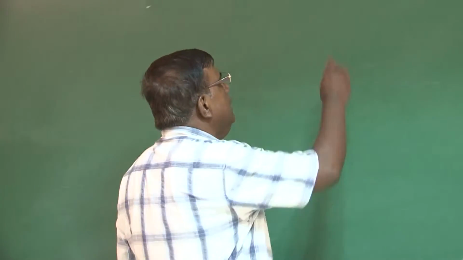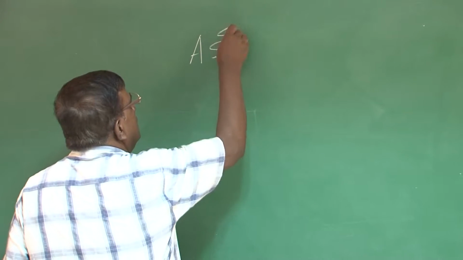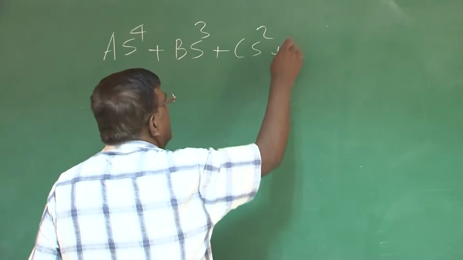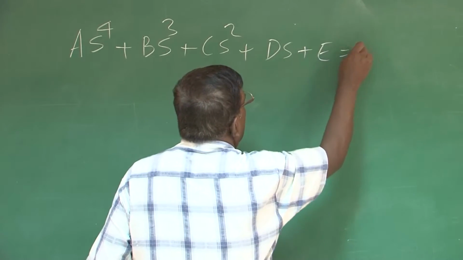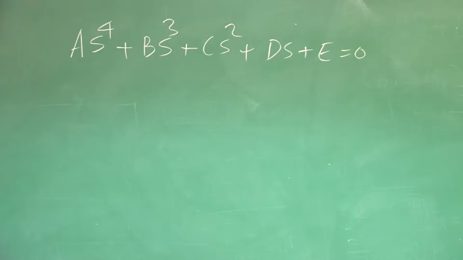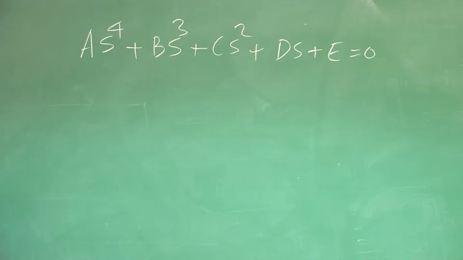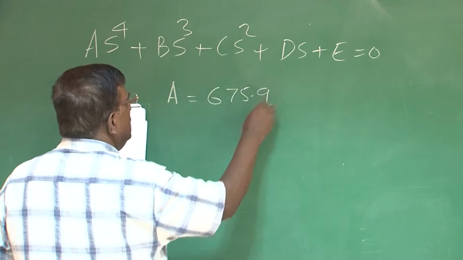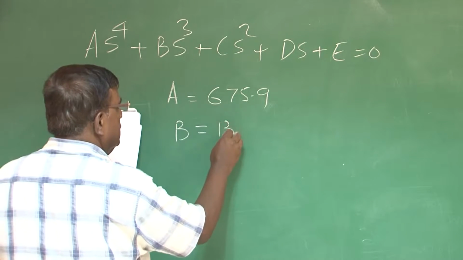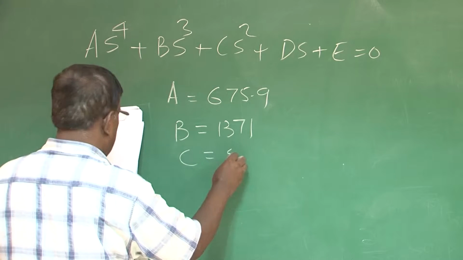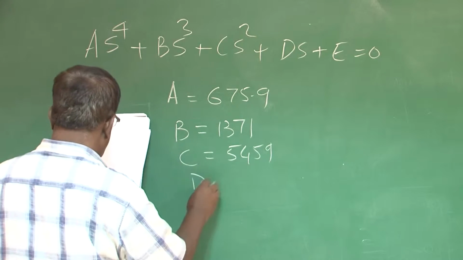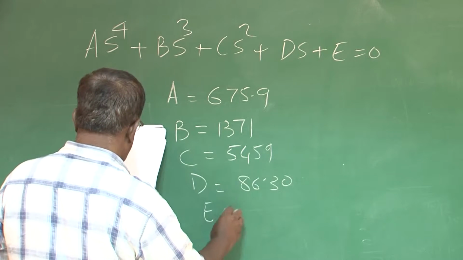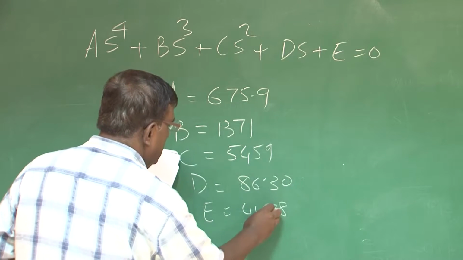Let us try to handle this characteristic equation. Let us say for an aircraft, the ABC values are like this. A is equal to 675.9, B equal to 1371, C equal to 5459, D equal to 86.30, and E equal to 44.78. Right?